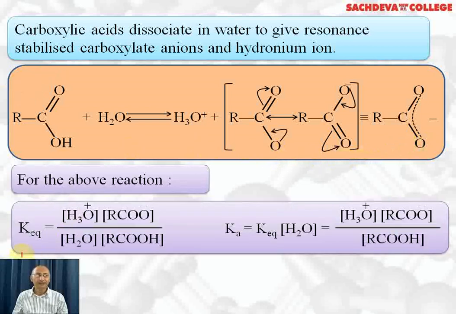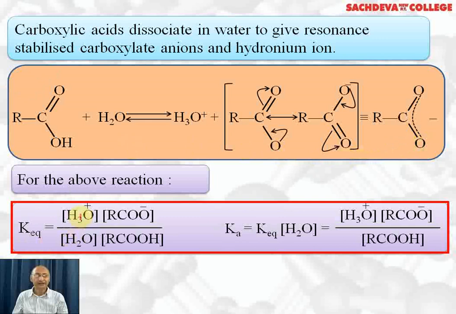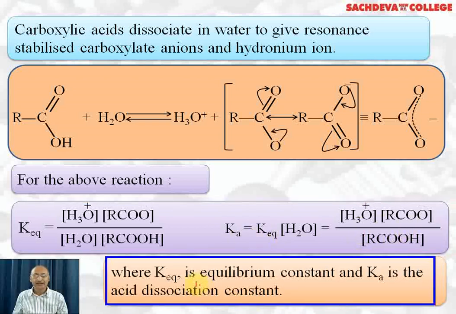For the above reaction, if you want to write the equilibrium constant, it will be equal to hydronium ion times carboxylate ion divided by water times carboxylic acid. Water is a very weak electrolyte, hardly dissociating into H+ and OH- ions, therefore the concentration of water remains constant. We bring it to this side. With this constant we get the acid dissociation constant, which is equal to hydronium ion times carboxylate ion divided by carboxylic acid concentration. Ka is the equilibrium constant, the acid dissociation constant.